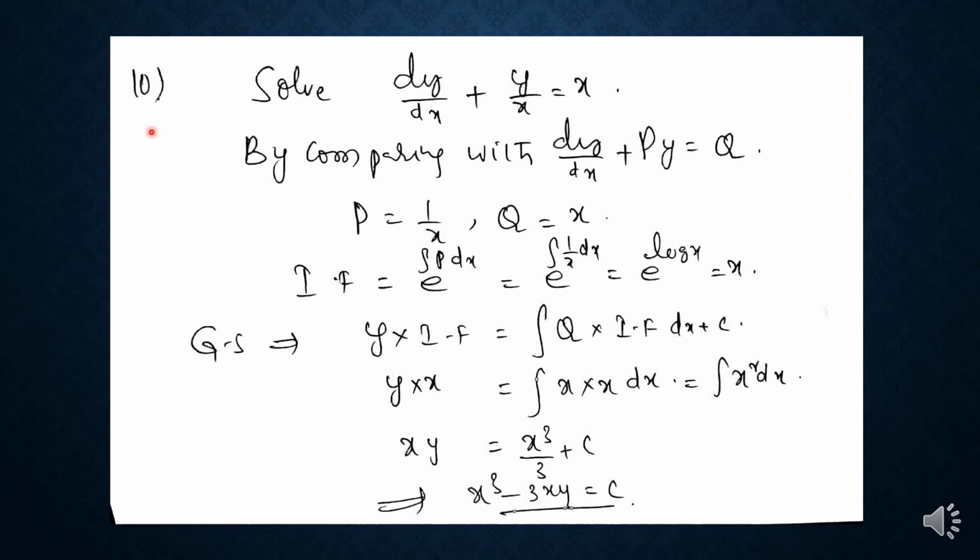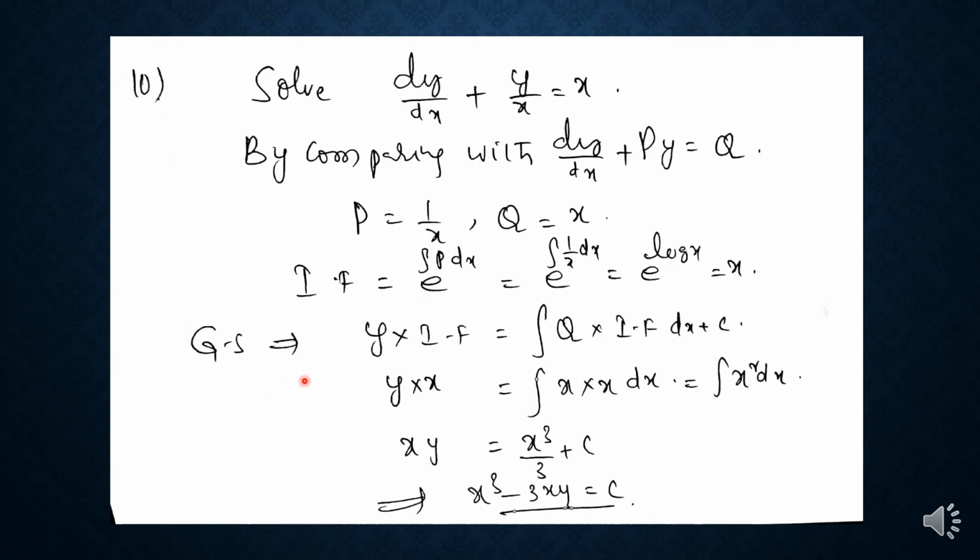Once again, see this problem. By comparing the given differential equation with dy by dx plus py is equal to q, here p is equal to 1 by x and q is equal to x. The integrating factor is e power integral p dx. What is p here? 1 by x. So e power integral 1 by x dx. We know that integral 1 by x dx is log x, that is e power log x is equal to x, because e power log f of x is equal to f of x. So after finding the integrating factor, find the general solution.